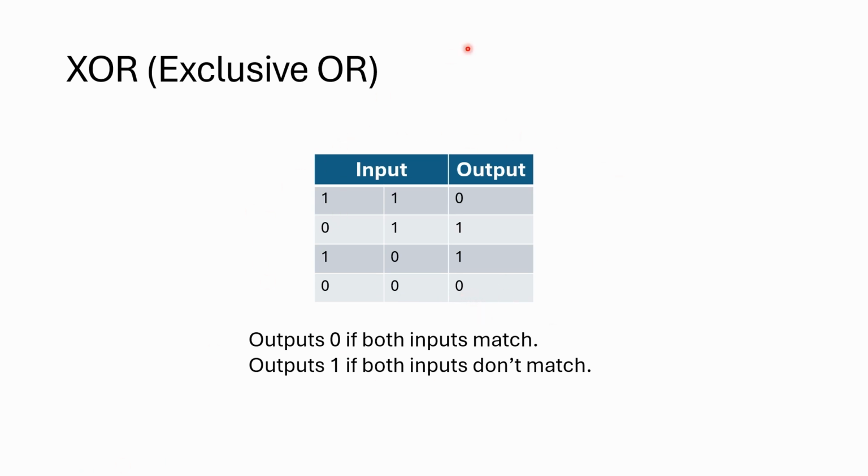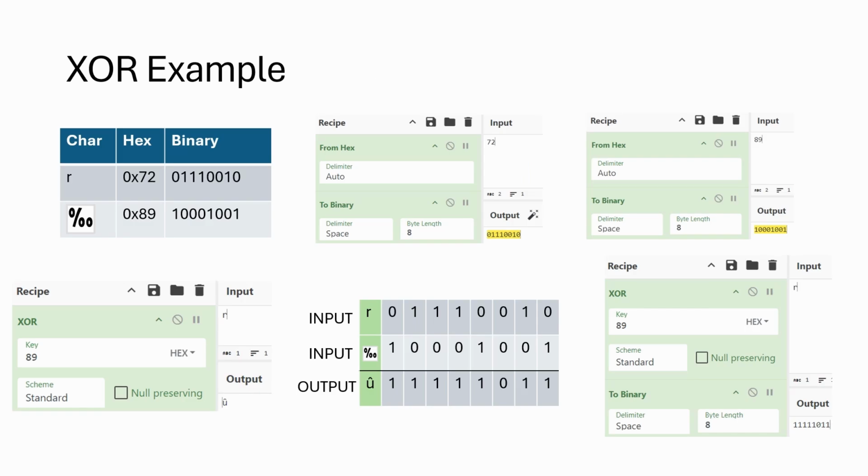And this is in binary. It's always in binary. So here's a more complex XORing example that you may see. A little preliminary information: the letter character R in hex is 72, and the binary is 0, 1, 1, 1, 0, 0, 1, 0. And this character isn't really named, it's just a Unicode character. In hex it's 89, and the binary is as follows.